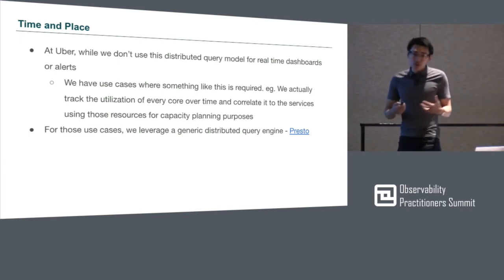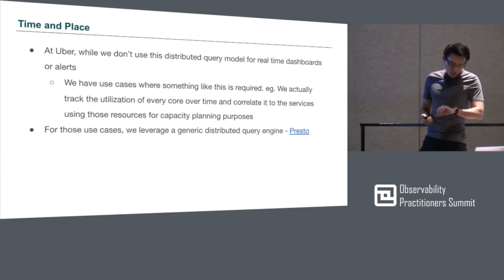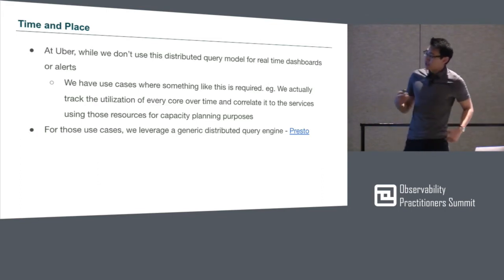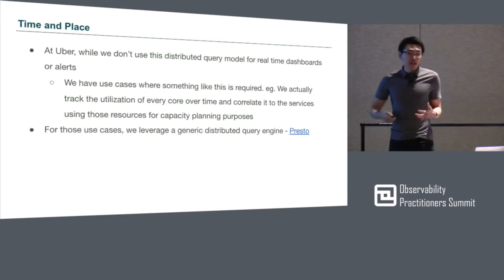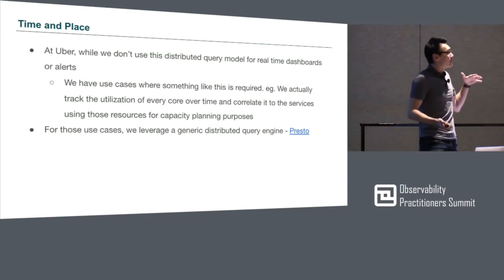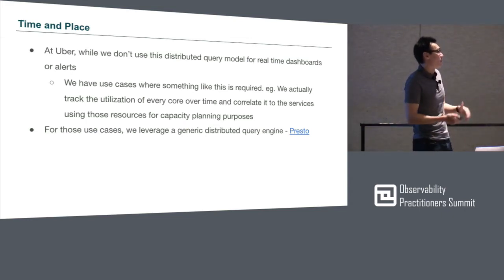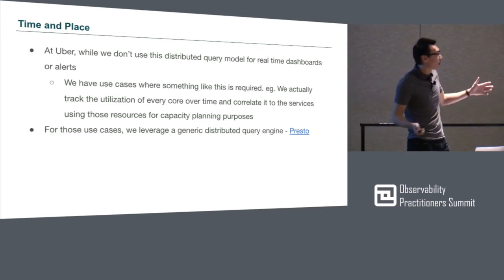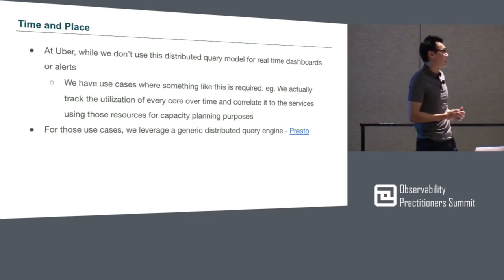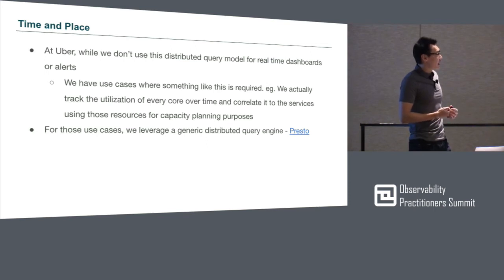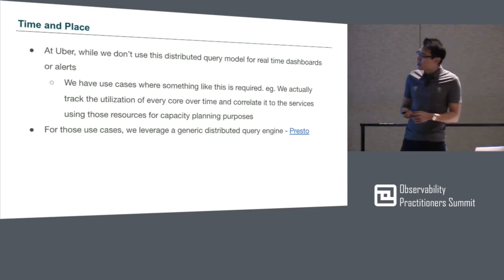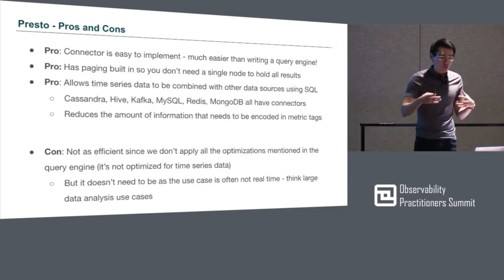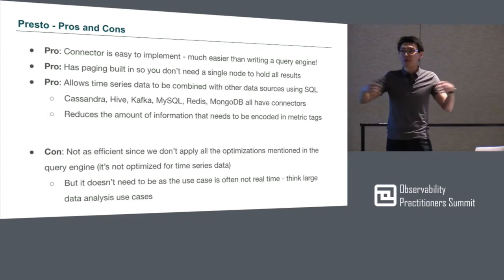So while we don't do distributed queries for our real-time dashboards or alerts, there is a time and a place for them, right? So we have use cases here at Uber where you might not need to aggregate all of the time series you're looking for down to 1. As an example, we have capacity planning use cases where we want to fetch the core usage for every core in our cluster and map that to services or something like that. And to fulfill a query like that, we actually leverage a generic distributed query engine called Presto.